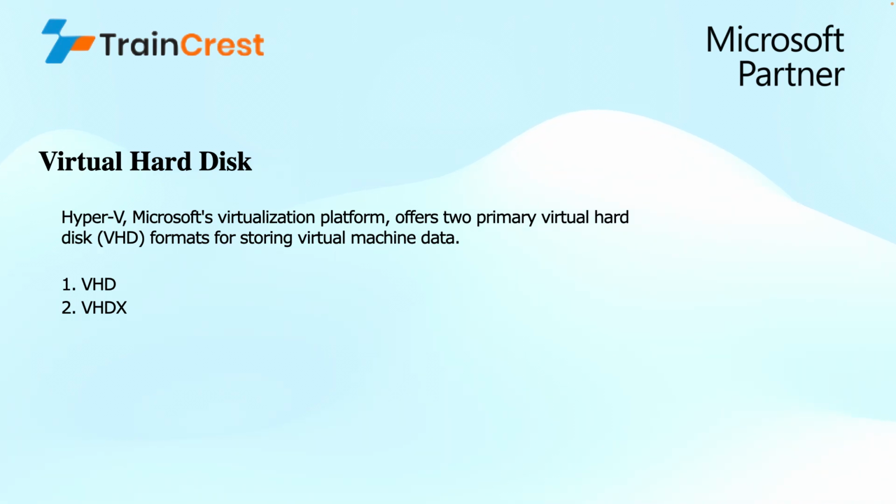Microsoft's Hyper-V offers two different formats to store the virtual machine's data, and these two formats are number one VHD, virtual hard disk, number two VHDX. While both serve the same purpose of storing the virtual machine's data, they differ in several key aspects. Let's explore the key differences between VHD and VHDX and help you determine which format is best suited for your needs.